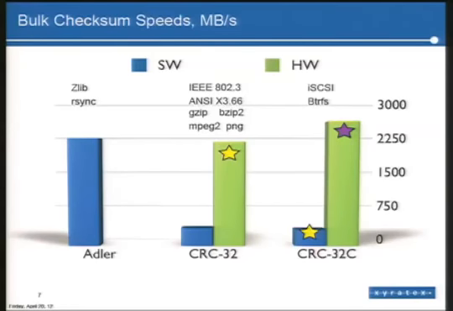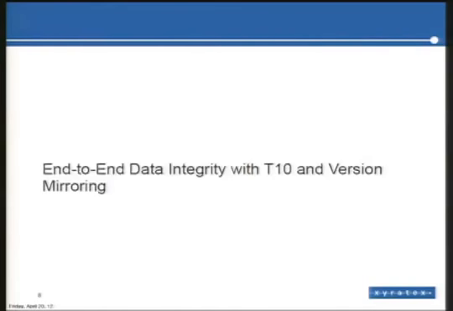So these are now going about as fast as the Adler checksum. That should show some benefit for people who are trying to stay away from the CRC32 stuff because of the speed. Okay. So, end-to-end data integrity.